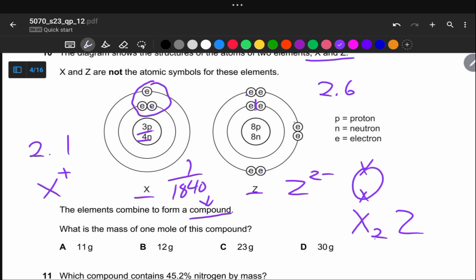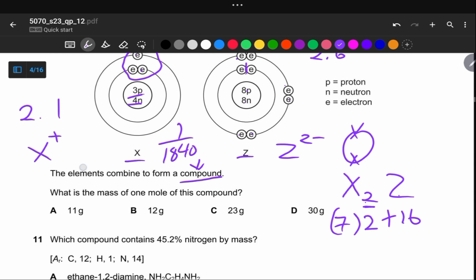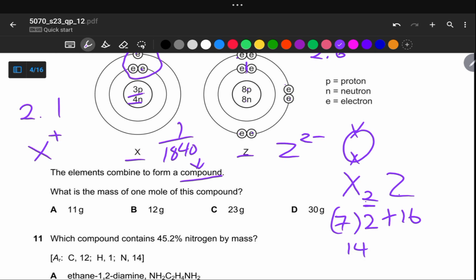So we've got 7. So it's 7 by 2. Since we have got 2 atoms of X here, 7 by 2 plus Z. So for Z, we've got 8 plus 8, which is equal to 16, right? So this one is equal to 14 plus 16, which is equal to 30. So the correct answer is equal to D.